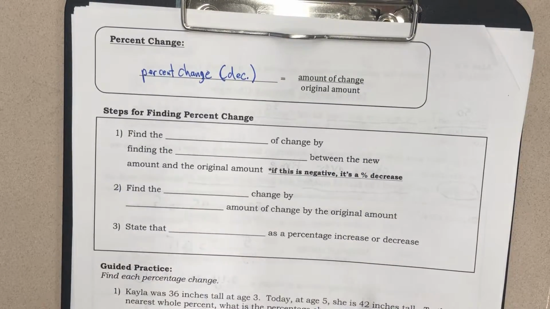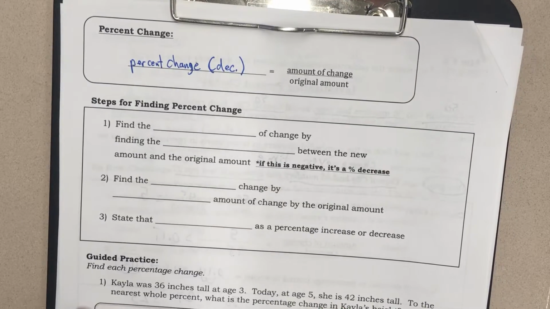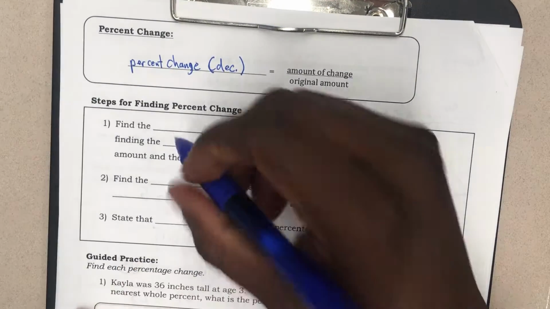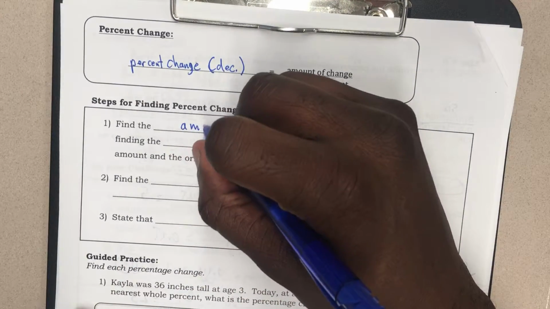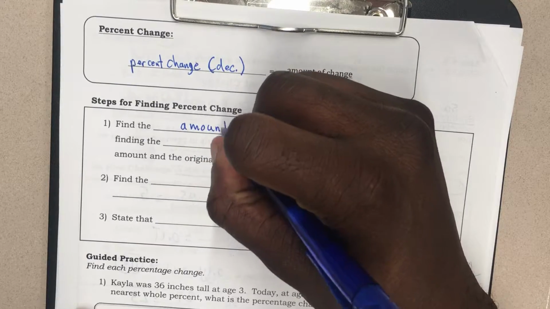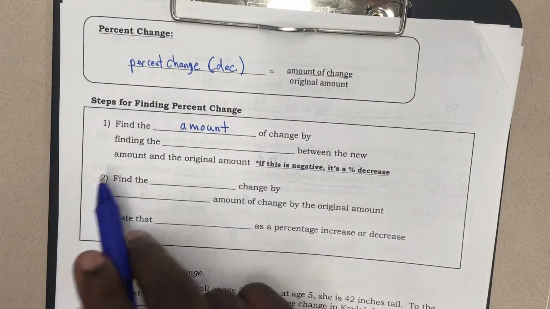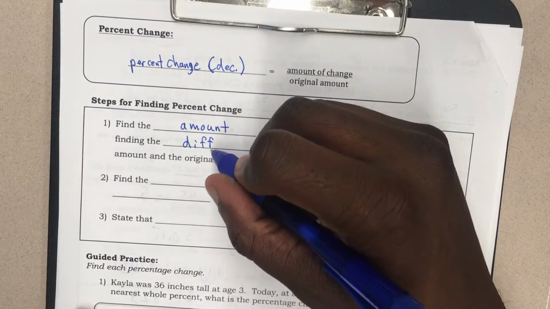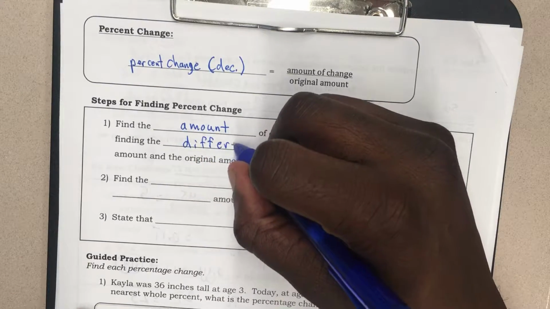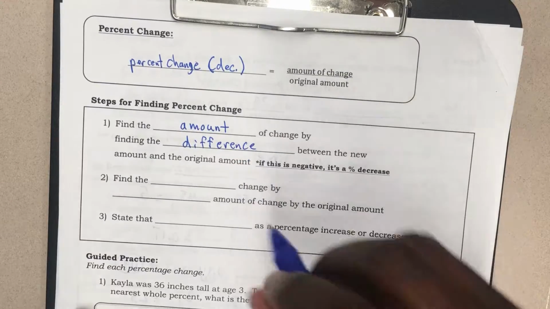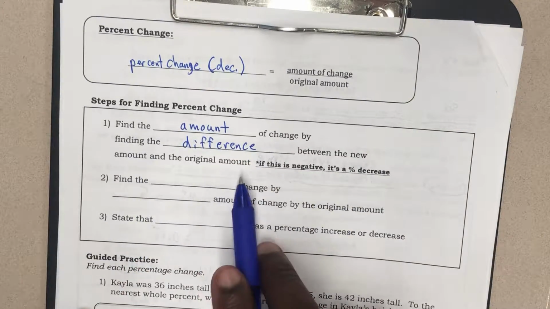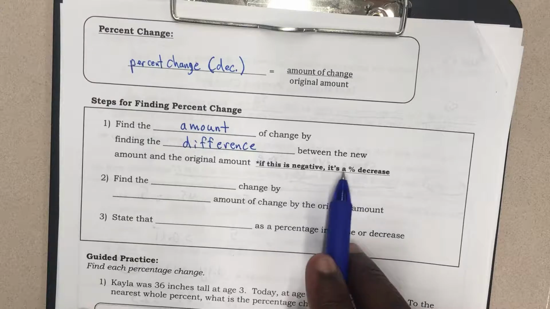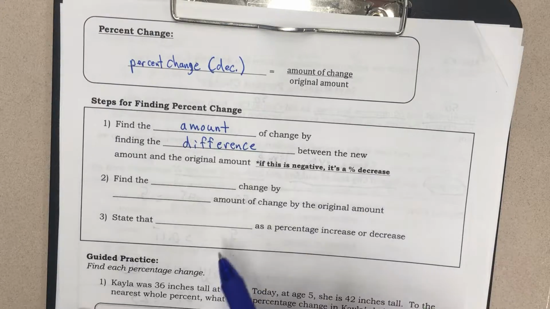So how do we find percent change? The steps that we just went through, let's talk about them. Find the amount of change by finding the difference. Difference, of course, means we're doing true subtraction between the new amount and the original amount. If it's negative, it's a decrease. Positive, of course, is an increase.